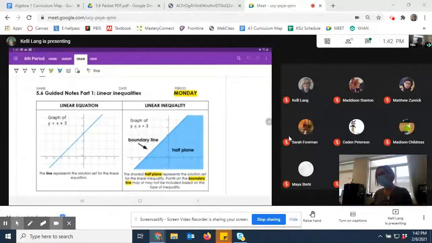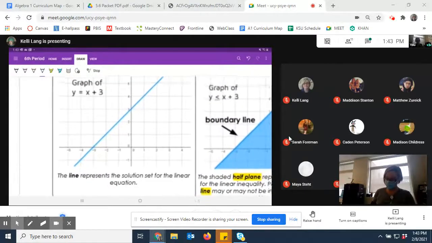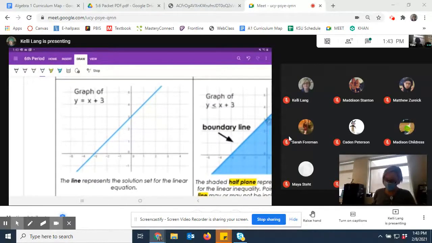Okay, so a linear inequality should sound partially familiar. The word linear, we know what that means. Linear equations are lines, right? So take a look at this first box on the left. This is a linear equation: y equals x plus 3. Linear equations have equal signs in them. That's what equation means, is equal, right? So that makes sense. And we know how to draw a graph of an equation.